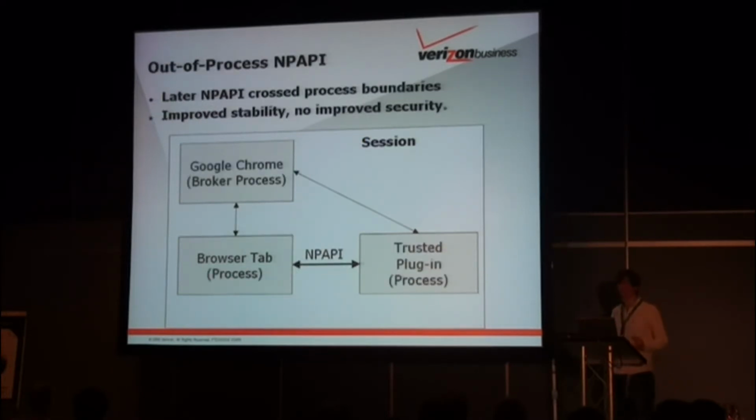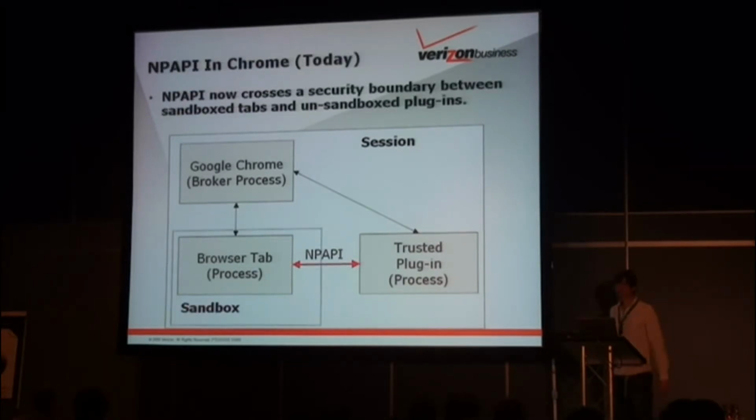So then they were like, well, Adobe Flash keeps on crashing, and it's crashing my browsing session. Let's put it in another process, and then when Flash crashes, it won't take down my browser. So this is fine. We get improved stability, but because none of these processes are sandboxed, there are no security gains. The problem happens when we sandbox the browser tab, and we don't sandbox the plugin tab. So we originally had this interface that was used in process, and it's now being reused in an inter-security context situation.